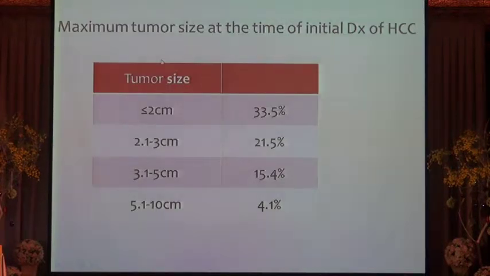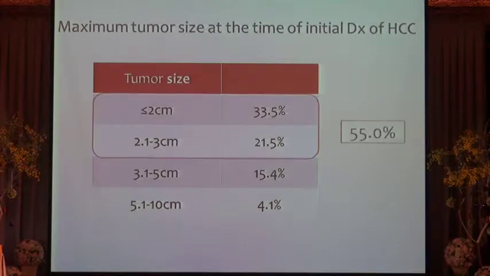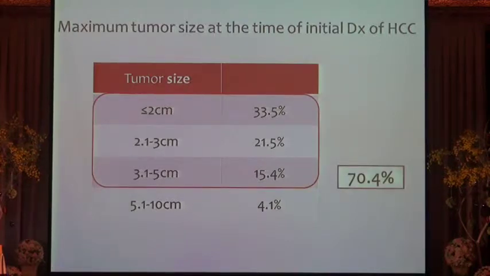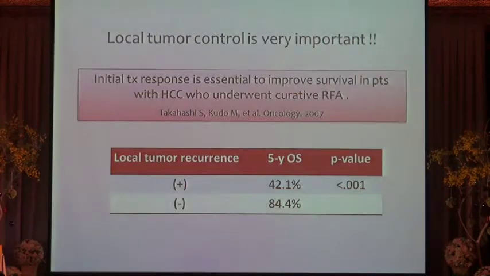This shows the maximum tumor size at the time of initial diagnosis of HCC lesions. If the good indication for RF ablation is 3 centimeters or smaller, only half of the patients benefit from RF ablation. If we can achieve complete tumor necrosis in HCC lesions up to 5 centimeters, almost 70% of the patients benefit from RF ablation.